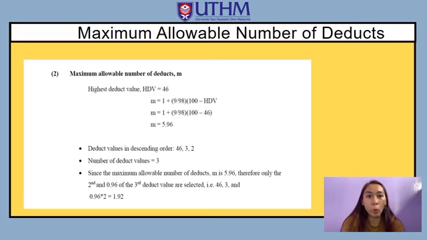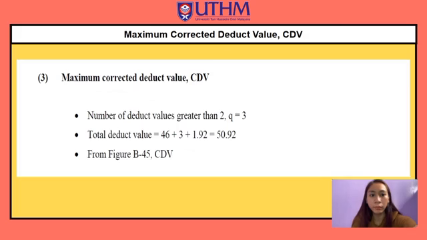46, 3 and 0.96 times with 2 equals 1.92. Next, we have to find the maximum corrected deduct value, CDV. For Q, my sample has 3 conditions, so my Q is 3. Next, the number of deduct values below 2. We have to change it with the number that we calculated in the previous step. 56 plus 3 plus 1.96 equals 50.92. 50.92 is the total number of deduct values for this sample.